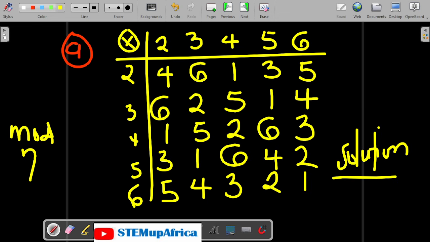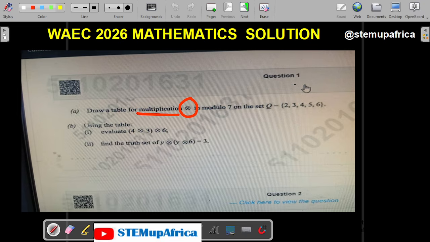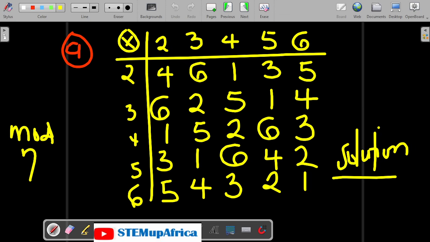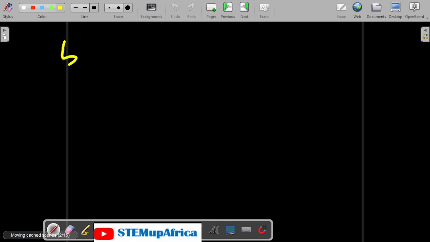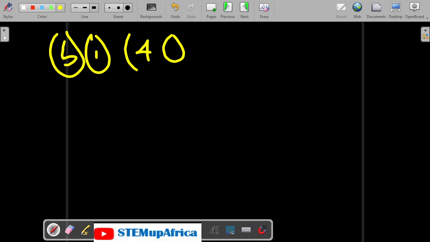So let's look at question B, part of it. The question B said we should evaluate, using the table. Now we are using the table to evaluate 4 multiplying 3, in brackets, then multiplying 6. We are using the table. So we're having 4 multiplying 3, then multiply by 6. So let's see how that is done. From the table, I will make reference to it.